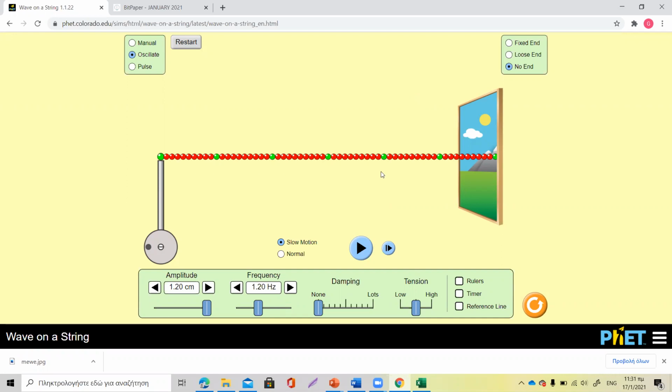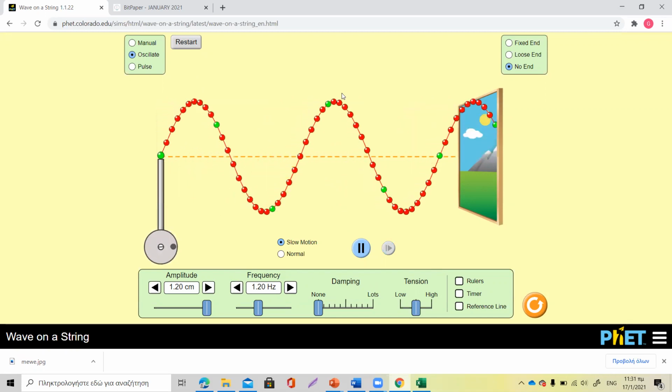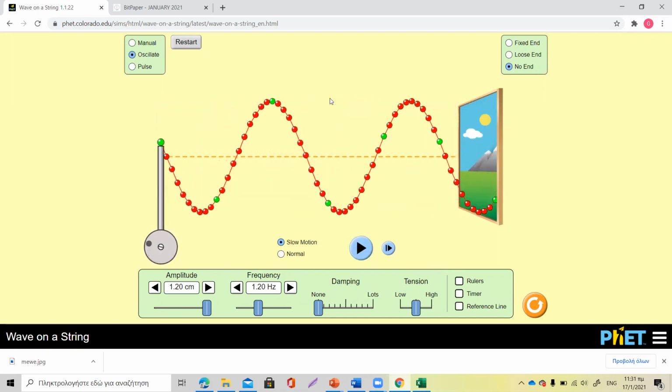We have a certain string and we have the source of the wave at the left end of the string, and we can adjust the amplitude and the frequency. We don't have any damping factor over here, forget it for now. And we can start, let's try to click on it. You can see that we have a transverse wave produced by this oscillating source at the left. And now the point of interest, let's stop it for a while, is that we need to see how the wavelength is connected to the frequency and the speed.